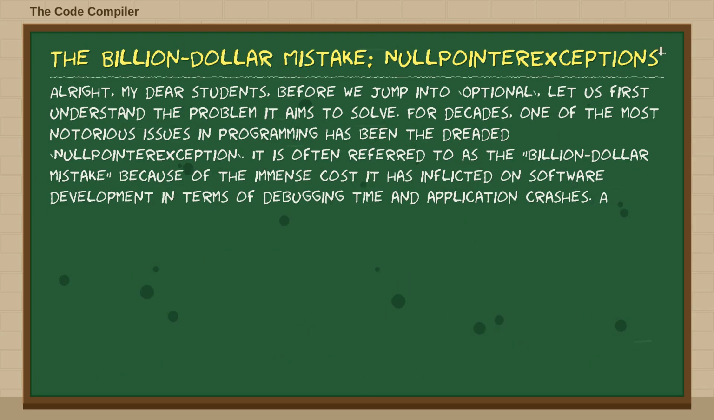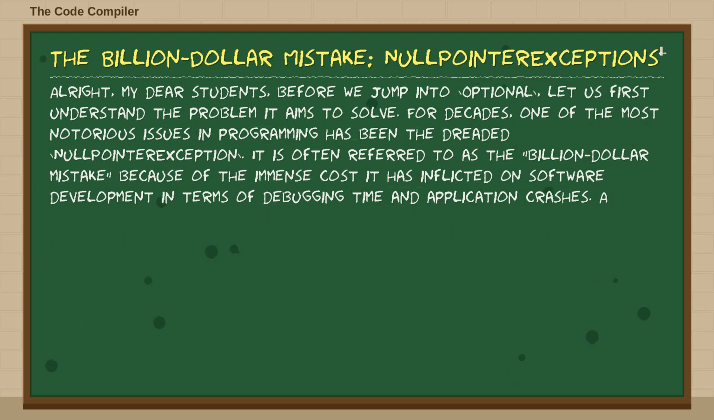A NullPointerException occurs when you try to use a reference variable that points to nothing, that is, it holds a null value, and you try to invoke a method on it or access its fields. This often leads to unexpected program termination and can be very difficult to track down in large applications.